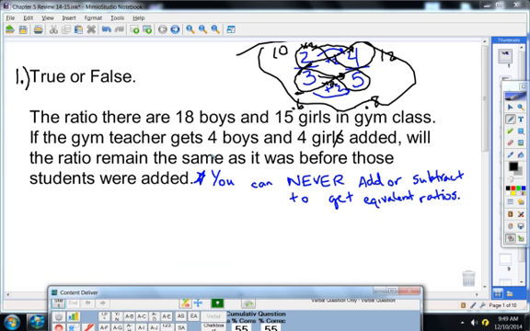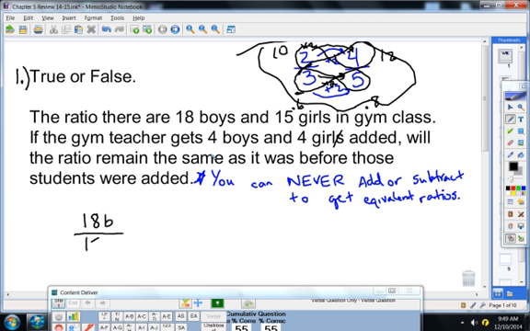So, let me show you exactly what my expectation would be on this question right here. I know that the ratio originally was 18 boys to 15 girls. Does everybody agree with that? Now, I need to check this. If you would have said this right here, I'd say, okay, that makes sense. You can never add. I would accept that. But I always say, why not only say that, but then just give me exactly what the new ratio is. What is the new ratio of boys to girls after you've added in those new students, Matt? 22 boys to 19 girls.